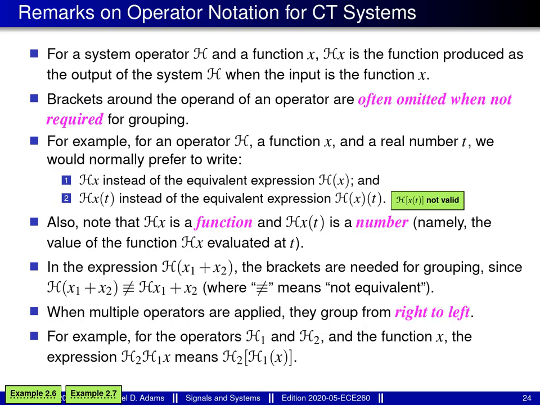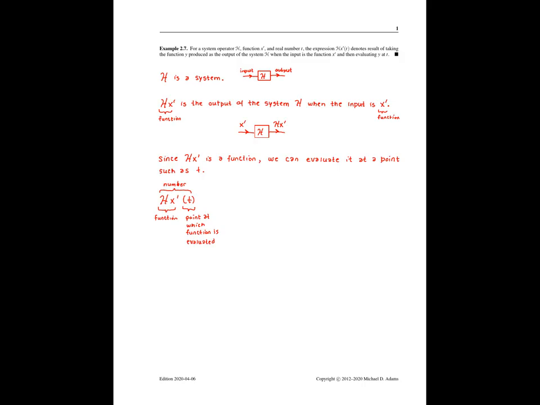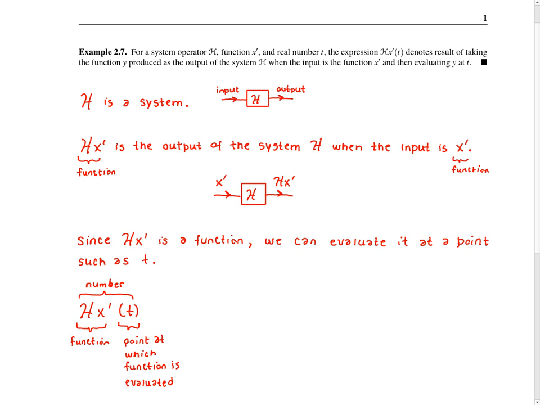The second example I'd like to look at is example 2.7. In this example, we're given an operator h, a function x prime, and a real number t. And what we want to do is contemplate the meaning of this mathematical expression here, hx prime of t. In other words, what does it mean? So let's take this expression and break it down into its constituent parts. So first of all, h is just an operator that represents a system.